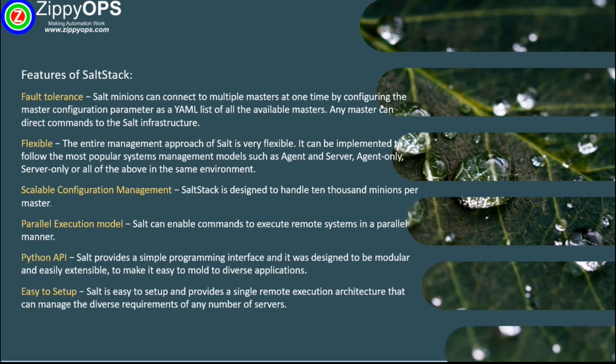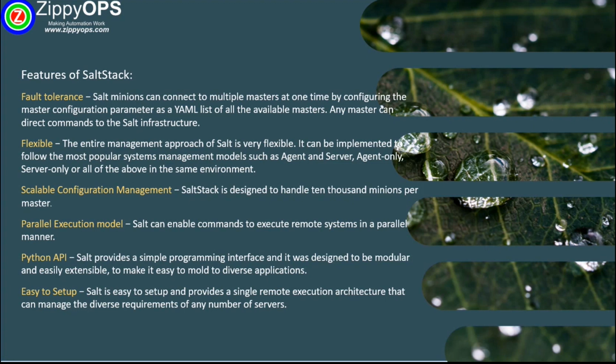So what are the features of SaltStack? By default in the design, Salt is a fault-tolerant model. That means a single minion can be asked to communicate with multiple masters, so that if there is an issue with one particular master, the other master can provide the configuration. So it is easy to achieve high availability in the Salt scenario. The first feature is the fault tolerance mechanism. Next is the flexibility.